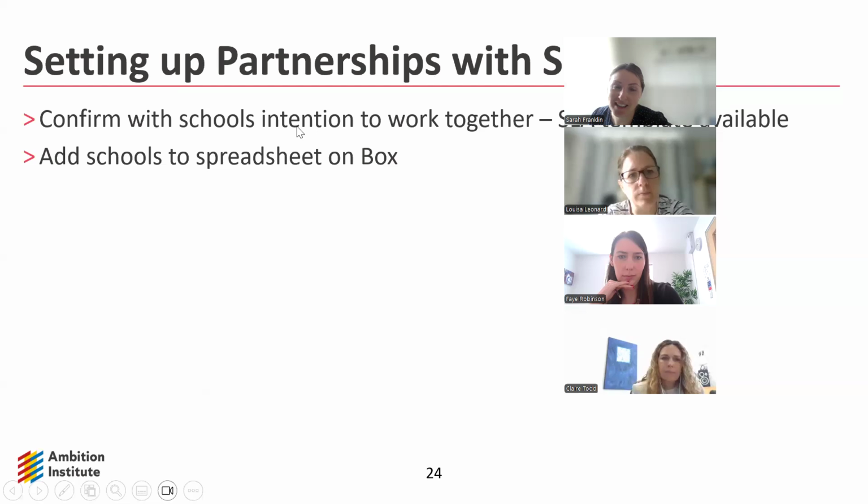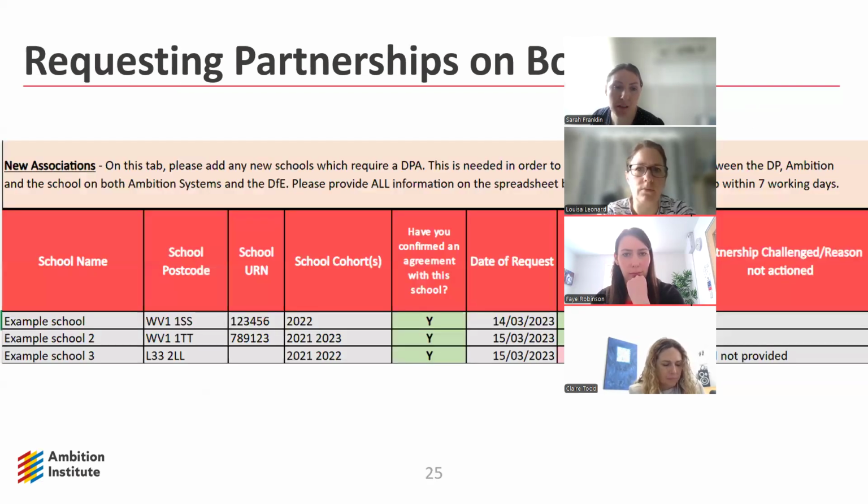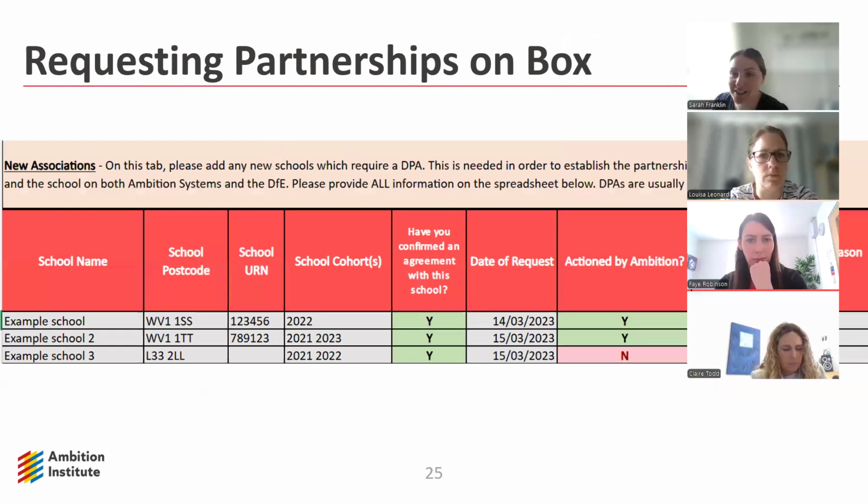So you've already done this then, confirm with schools the intention to work together. And the next step, as I said, will be to add the schools to the spreadsheet, which I'm going to show you next week. So we'll be able to get those set up. This is what it looks like. I'm not going to go into lots of detail about this now, because once you've got a license on Box, it will be much easier because we can do one in the session and then you'll be able to put them all on there. But it's good to know the details that we'll need.